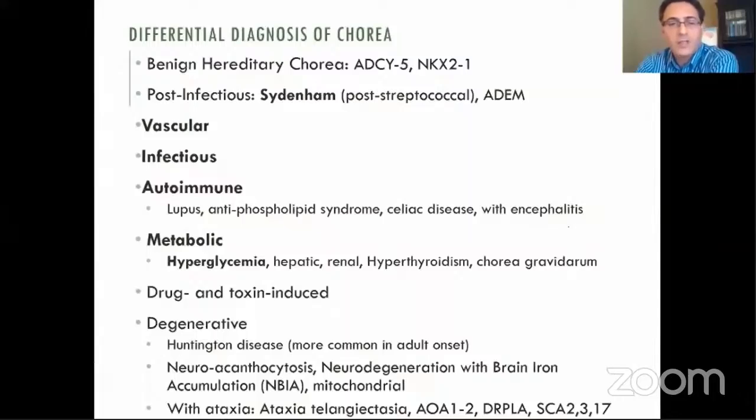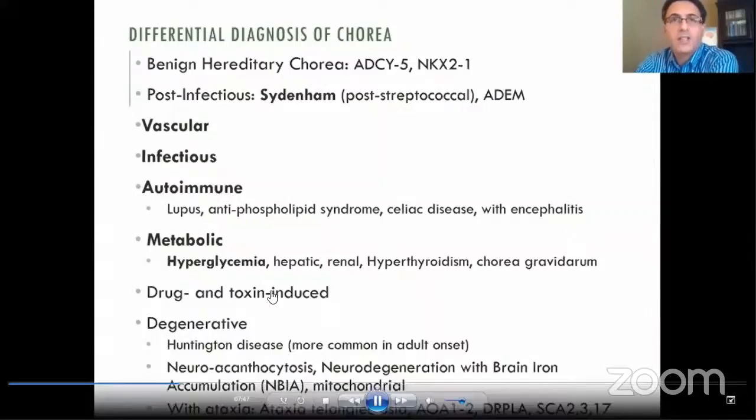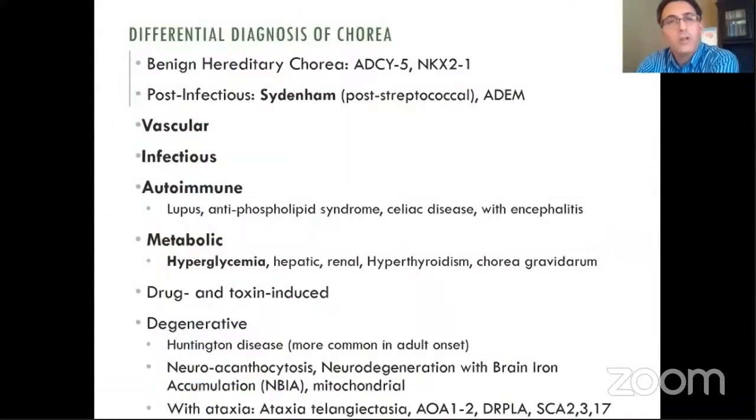If ataxia is present, the presence of chorea may be suggestive of certain entities, such as ataxia telangiectasia, ataxia with oculomotor apraxia type 1 or 2, DRPLA, or certain spinocerebellar ataxias.